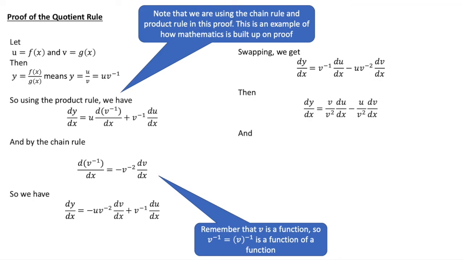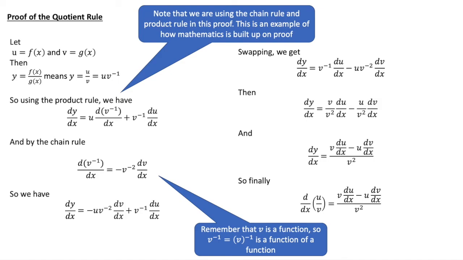And that means we've got v squared on the bottom of both of the fractions, which gives us dy by dx is equal to v du dx minus u dv dx over v squared. So finally we can write that as d by dx of the quotient u over v gives us v du dx minus u dv dx over v squared.